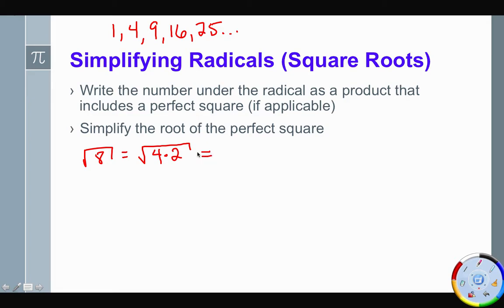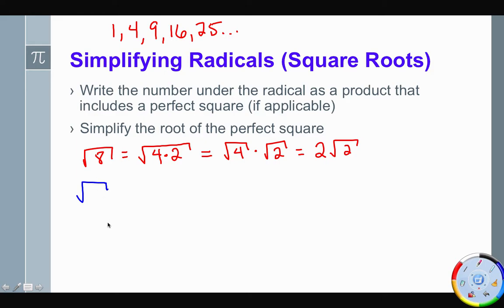One of our properties for square roots says if I have a square root of a product, I can rewrite it as 2 separate pieces. I know that the square root of 4 is 2, and I still have this square root of 2. That's the final answer there, 2 radical 2. So the square root of 8 is the same thing as 2 root 2.